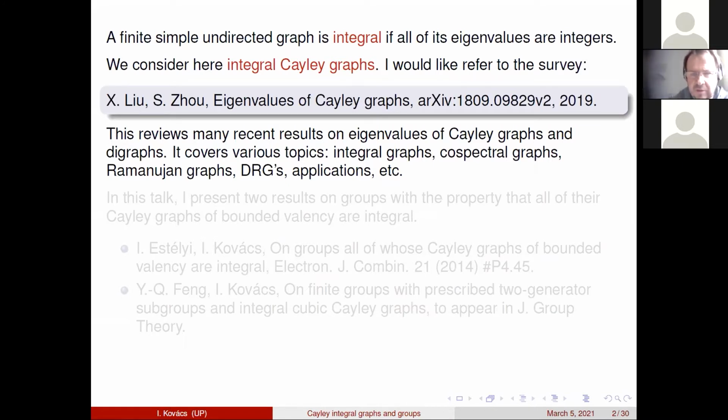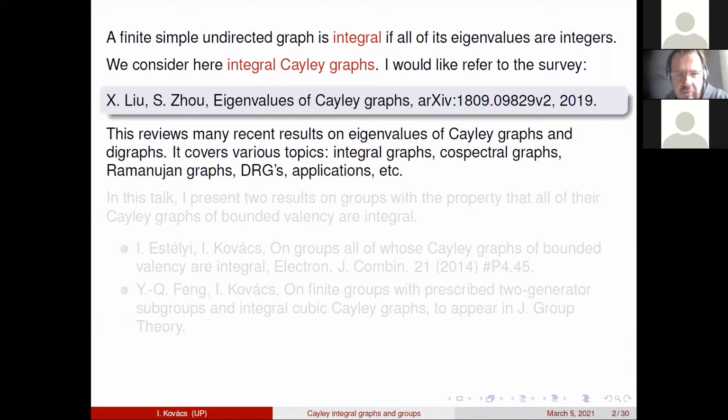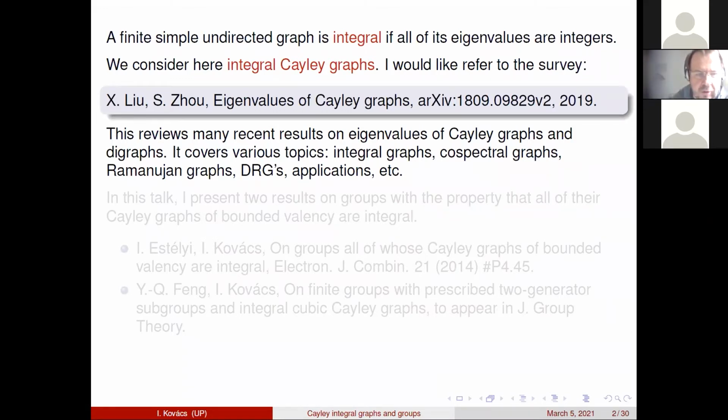At this point, I would like to refer to this survey. It contains many recent results on eigenvalues of Cayley graphs and digraphs, and also various generalizations of Cayley graphs. It covers many topics. It's more than 100 pages. You can find all sorts of problems, for those who are interested in this topic.